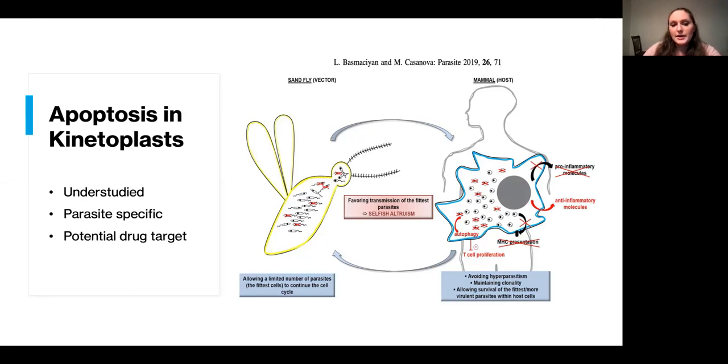Now, apoptosis in kinetoplastids serves a very different purpose. In mammalian cells, it helps to maintain the integrity of the organism through protecting development and preventing cancer. However, in a unicellular organism, if the cell undergoes apoptosis, the entire organism dies, which may seem a little bit strange that an organism would want to do that. However, it is hypothesized that it is a form of selfish altruism that allows for selection of the fittest parasites and avoids hyperparasitism in the host, which allows it to evade the immune system for longer.